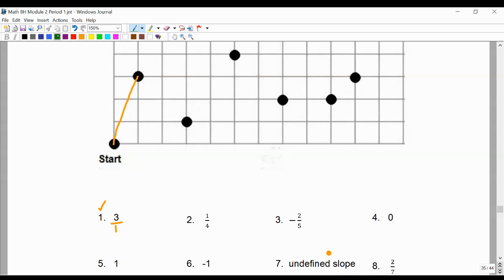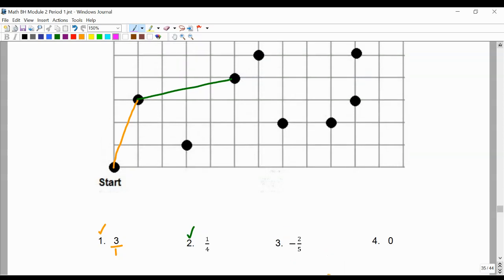Now we're going to go to a quarter. Positive a quarter means rise 1, run 1, 2, 3, 4. All right, we're good so far. Next, we're going to do negative 2/5.